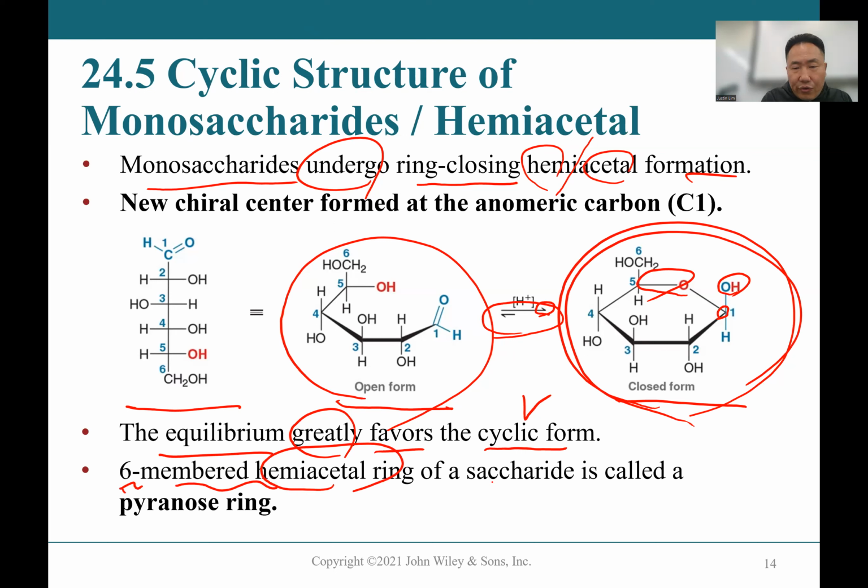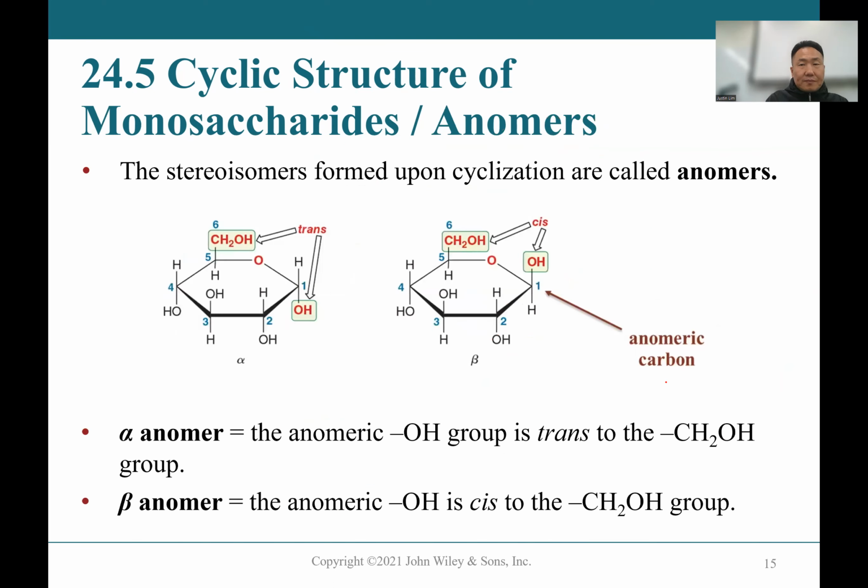A 6-membered hemiacetal ring of a saccharide is called a pyranose ring. So memorize the pyranose ring. A pyranose ring is a 6-membered hemiacetal ring.